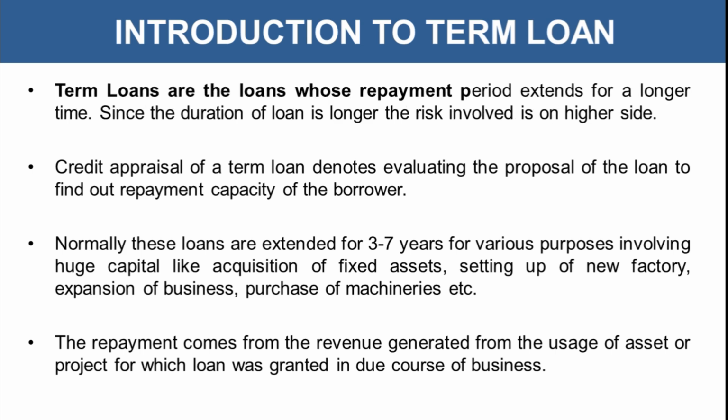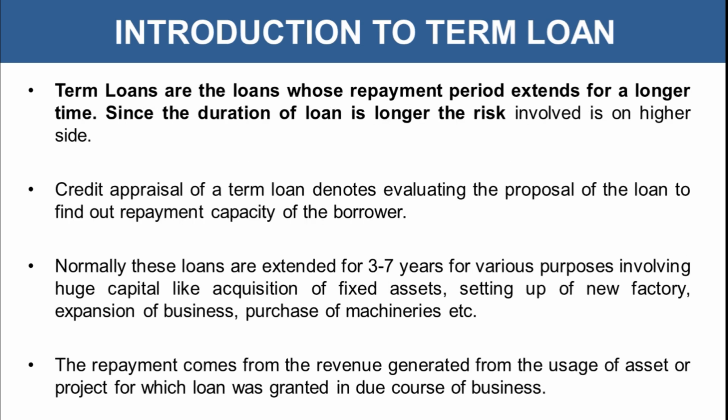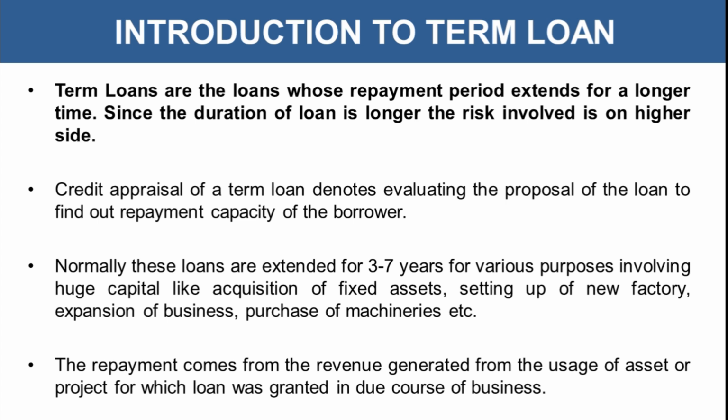So term loans are the loans whose repayment period extends for a longer time. Since the duration of loan is longer, the risk involved is on higher side. So generally all those loans whose EMI payments would be made over a longer period of time, for example 3 to 10 years, those loans would be considered as term loan. And for lender, the risk is on higher side because the duration of repayment is longer. The chances of default is higher. So the risk involved is higher for the lender.